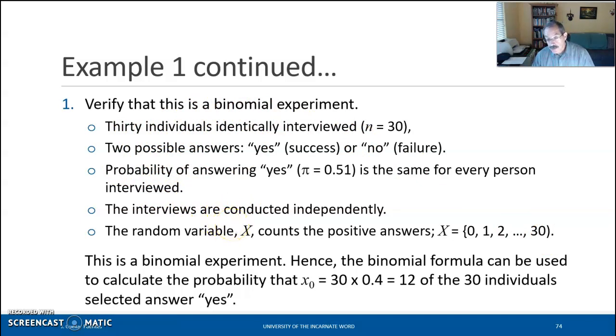So we could use the binomial formula to calculate the probability that there are 12 successes, or 12 of the 30 individuals answer yes. And I said 12 because there are 30 people interviewed, and we're looking at 40% of them who met their New Year's resolution. So the x sub 0 is 12, the value of the binomial random variable, that is.